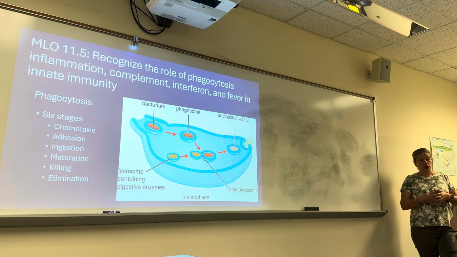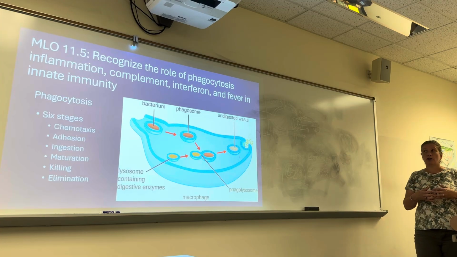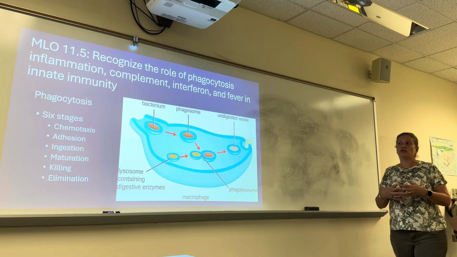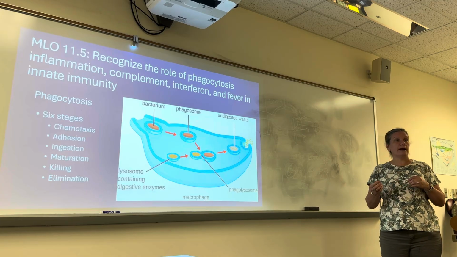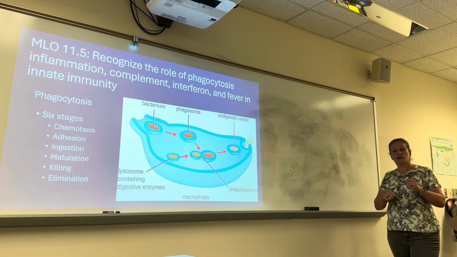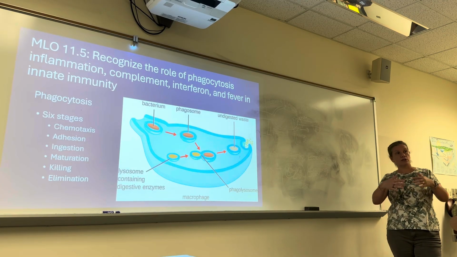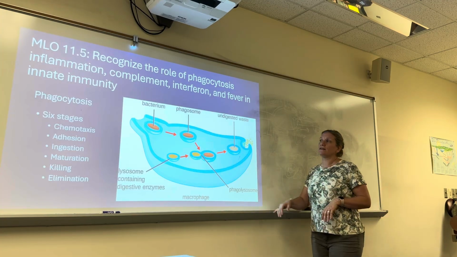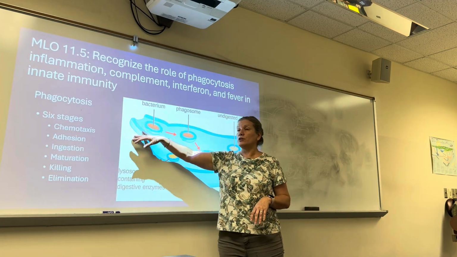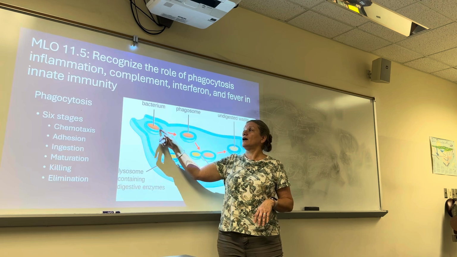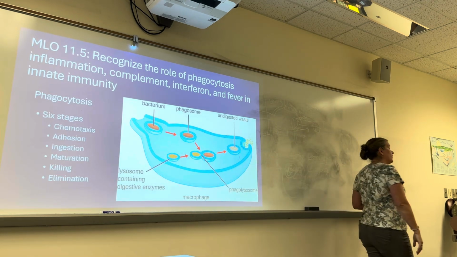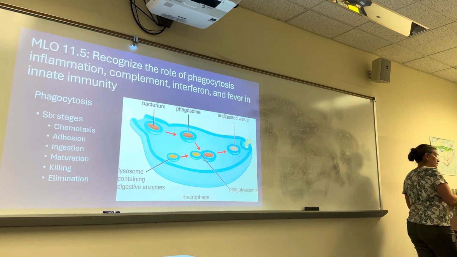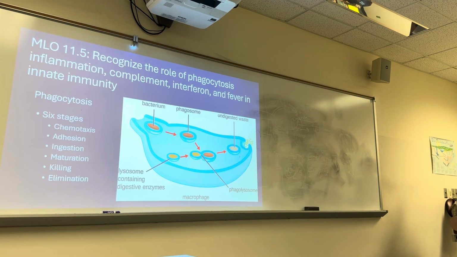Once that interaction has happened, adhesion occurs, that is going to trigger endocytosis. Okay, so interaction between the PAMP and the toll-like receptor triggers endocytosis, and so the bacterial cell is going to be engulfed, and you'll get the formation of what we call a phagosome. The phagosome is going to be a vesicle that contains that pathogen.